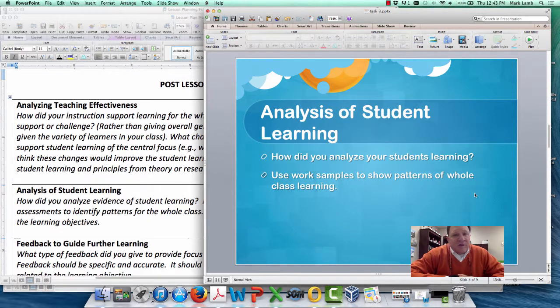The second section is analysis of student learning. How did you go about doing this? How did you analyze your students' learning? Again, you want to use work samples to show any kind of patterns that your students are demonstrating. You want to clearly demonstrate how the assessment that you used attempted to measure the students' level of understanding of the particular objectives for the lesson.